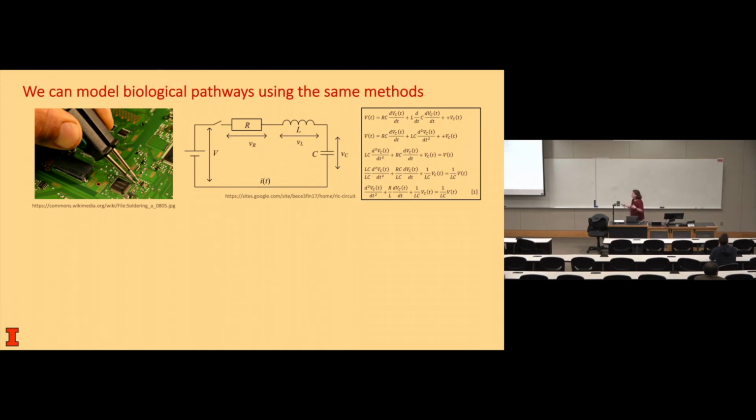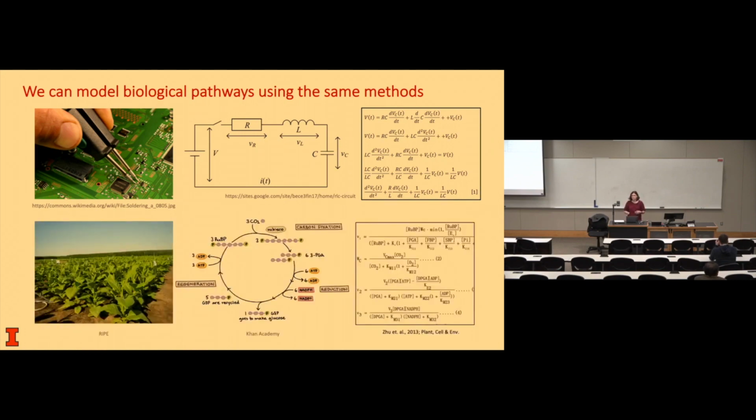And so the way this works, the same way that we model the flow of how voltage changes in a circuit using ordinary differential equations, we can do a similar approach with different parts of biological systems, like metabolic pathways, like photosynthesis, and write rate equations to describe the flow of information in these pathways using differential equations.